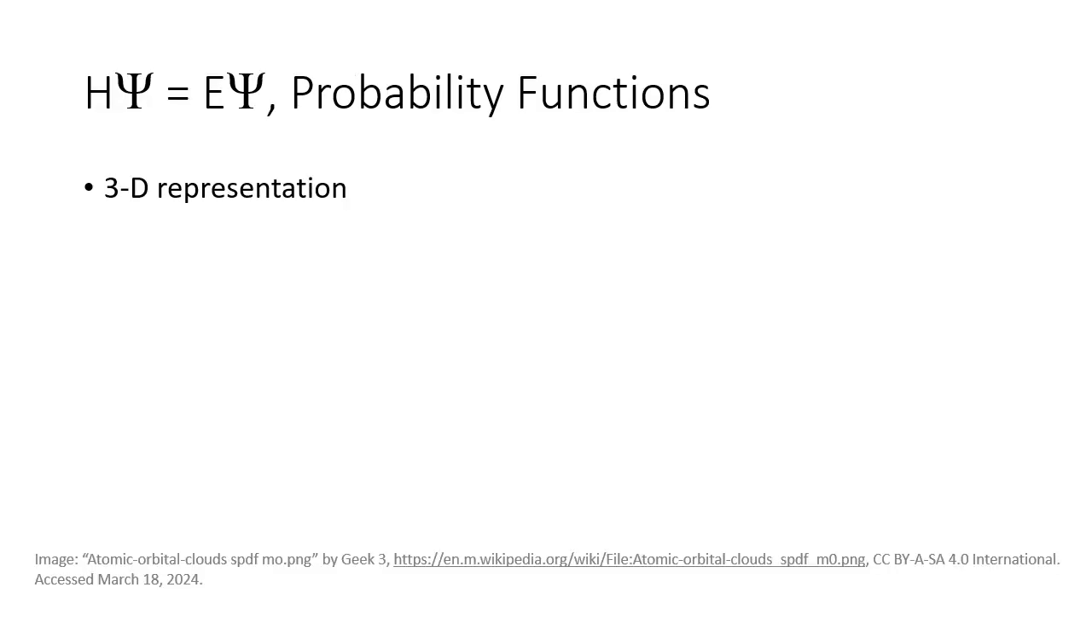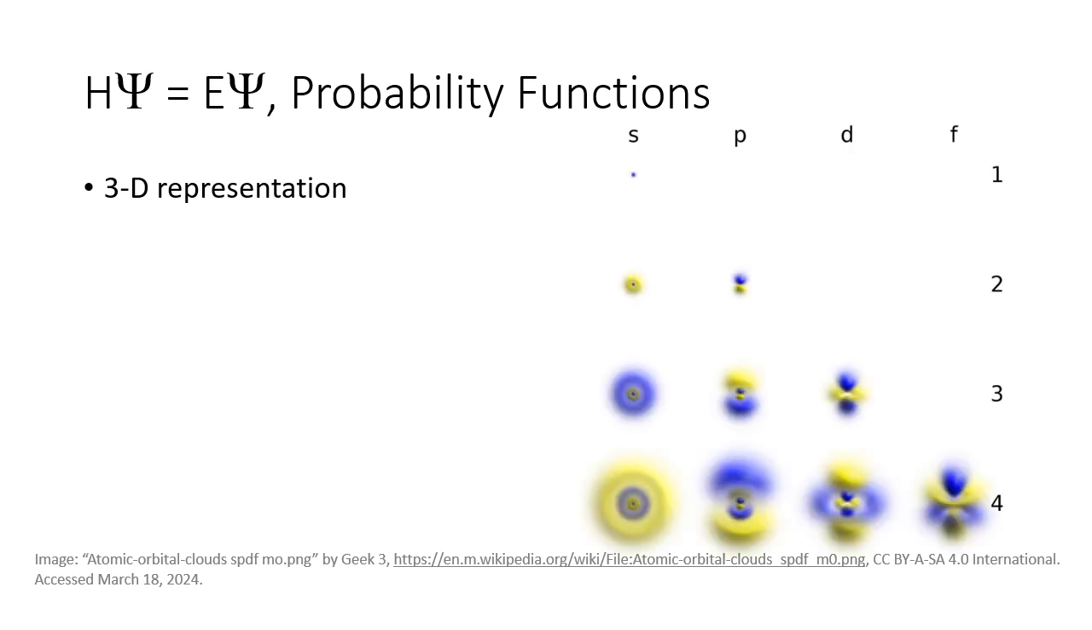So as you recall, Hψ = Eψ is a probability function. We have a 3D representation of that. Atomic orbitals are probability functions in 3 dimensions. We're going to pick up where we left off from the previous presentation. So the 3D representation here gives a diffuse cloud that shows the probability is less in areas with less color and more in areas with more color.